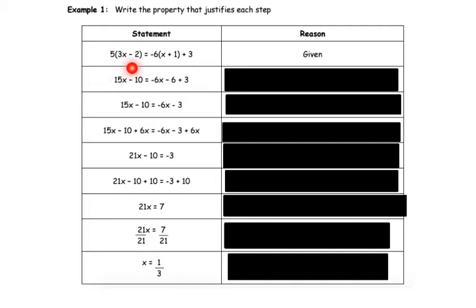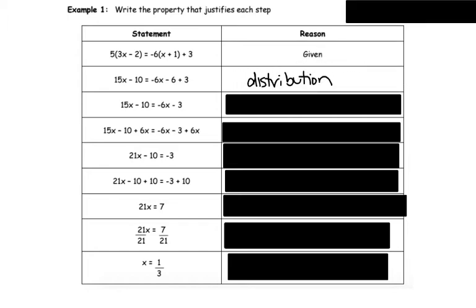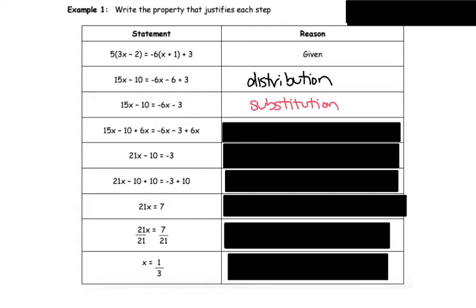All right, so let's see what happens here. We have 15x minus 10 equals negative 6x minus 6 plus 3. Hopefully you guys can see that they use the distribution property. So that is our reason, distribution. All right. Next, 15x minus 10 equals negative 6x minus 3. So you're kind of looking at how did they change. So from this step, how did we get to this step? I noticed that they did something here with the minus 6 plus 3, and they got negative 3. So it looks like our reason here is going to be substitution.